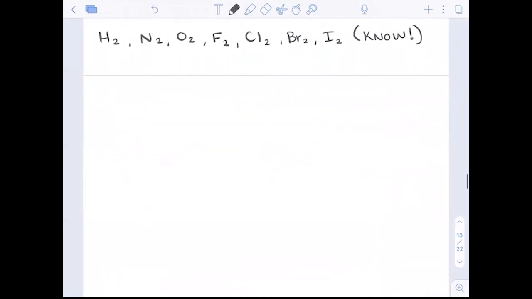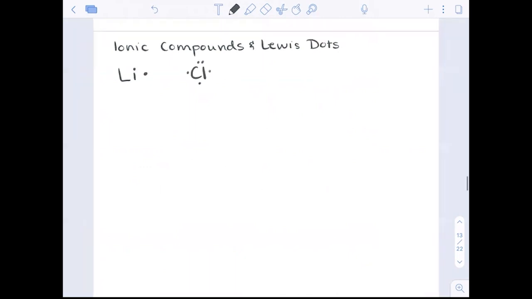One last introduction to our Lewis structures would be with ionic compounds and Lewis dots. For an ionic compound, we get a little bit different of an approach. So I wanted to draw out a metal and a non-metal for us so that we can see the differences here.